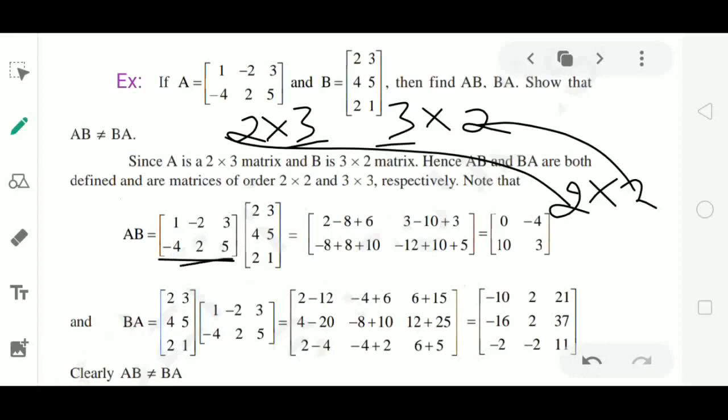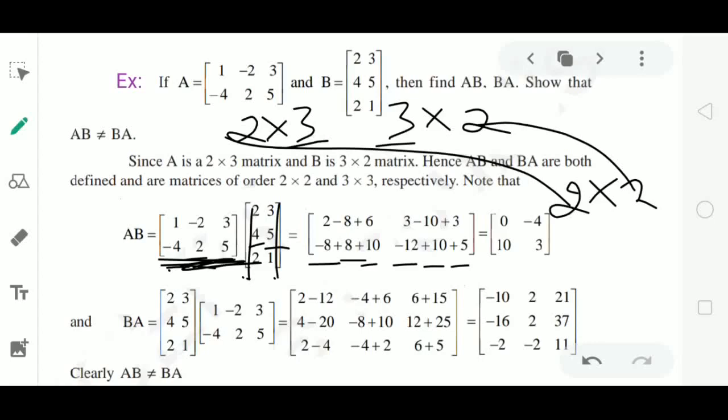Multiply the second row with the first column of B. Minus 4 into 2 is minus 8. Plus 2 into 4 is 8. 5 into 2 is 10. Next multiply the second row with the second column of B. Minus 4 into 3 is minus 12. 2 into 5 is 10. 5 into 1 is 5.